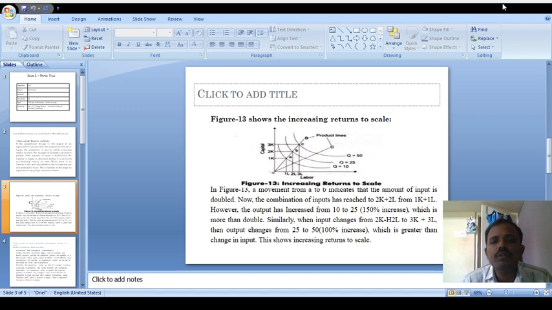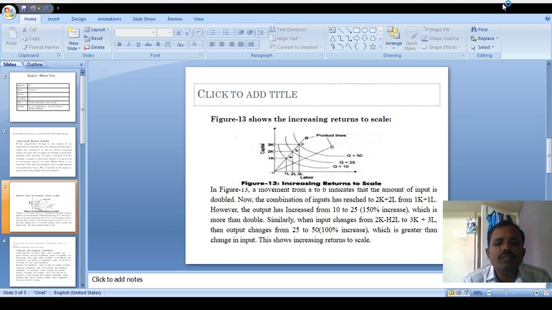This figure shows the increasing returns to scale. Here in this figure, the x-axis represents labor and the y-axis represents capital. Here 1L, 2L, 3L are the labor, and 1K, 2K, 3K are the capital. A movement from A to B indicates that the amount of input is doubled. So here 1 unit of labor, 1 unit of capital. Now the combination of inputs has reached 2K plus 2L from 1K plus 1L.